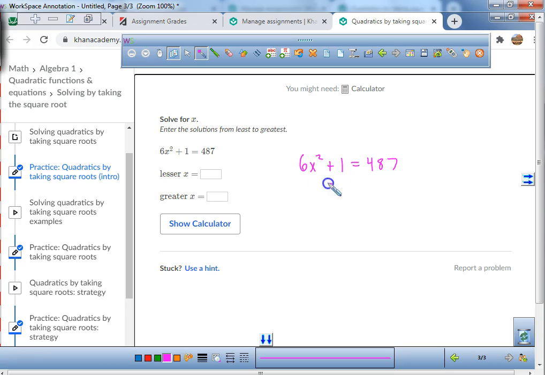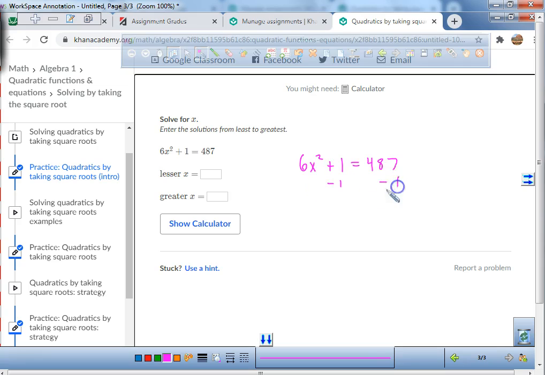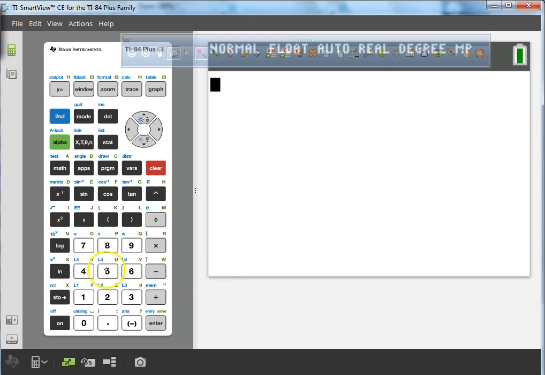So the first step, take away 1 from both sides. So we get 6x squared equals 486. Divide both sides by 6. I have a calculator, so I'm just going to do that.